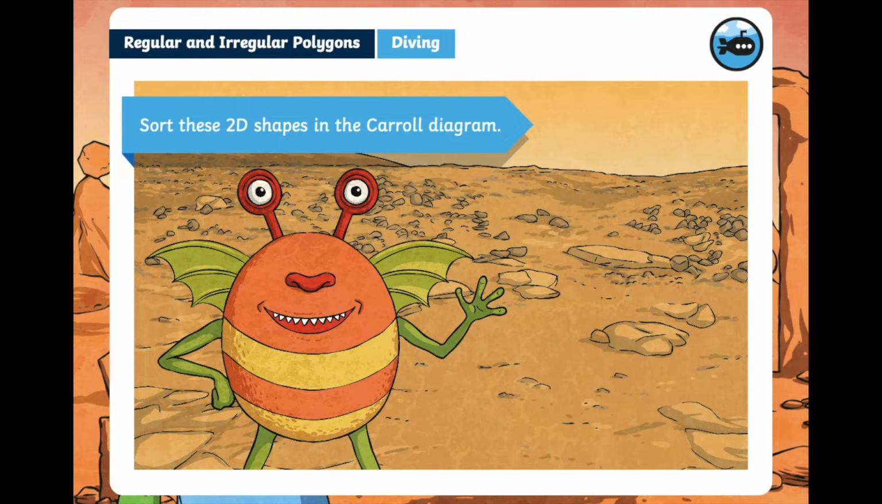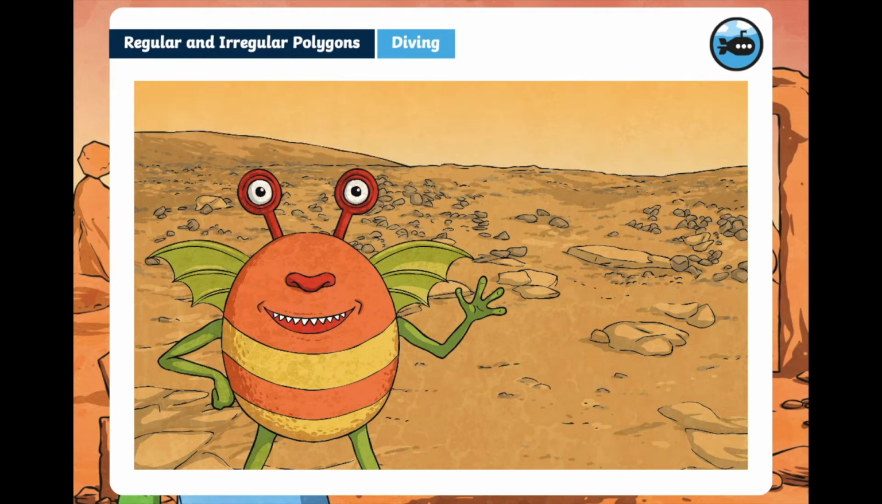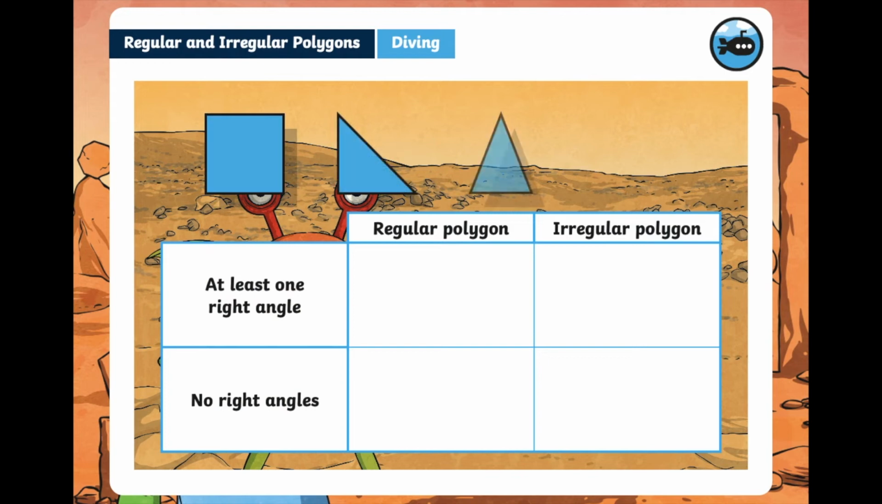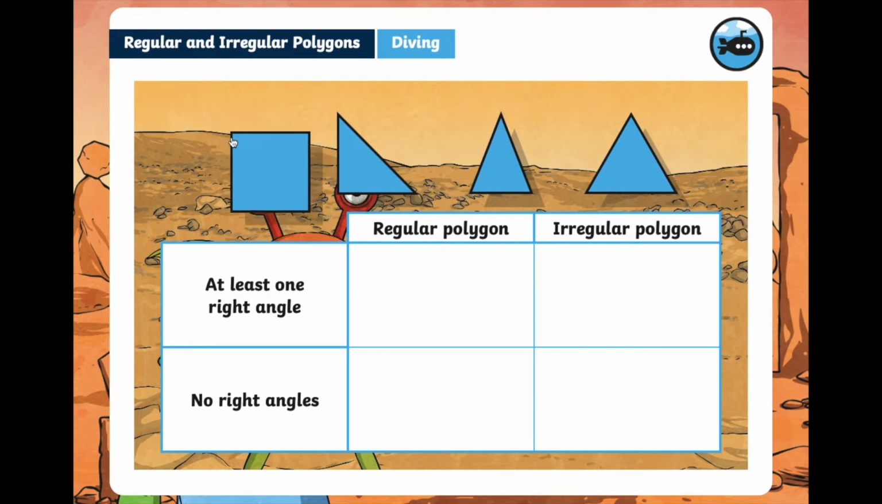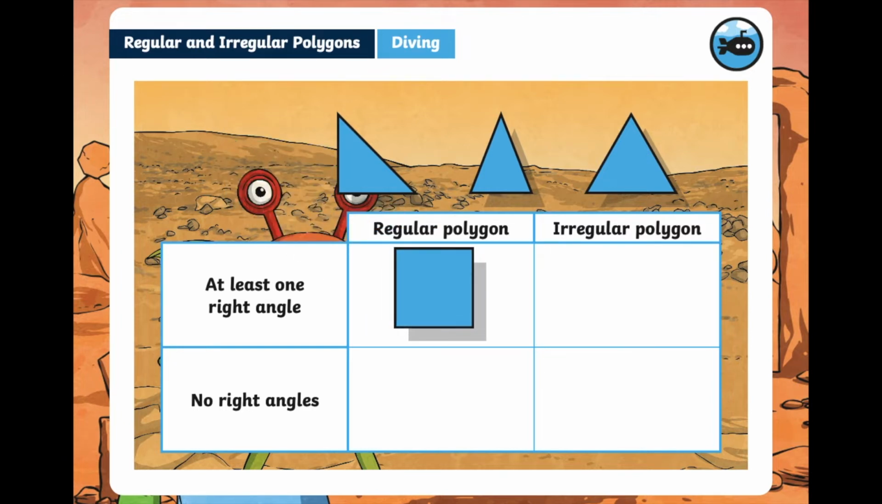Sort these 2D shapes in the Carroll diagram. So we've got a square, a right-angled triangle, an isosceles triangle and an equilateral triangle. And the options are at least one right angle, no right angles, regular polygon and irregular polygon. So let's have a look at our square first. That would go into the regular polygon box and the at least one right angle box because it has 4 right angles, so at least one, and it's a regular polygon because all sides and angles are the same.